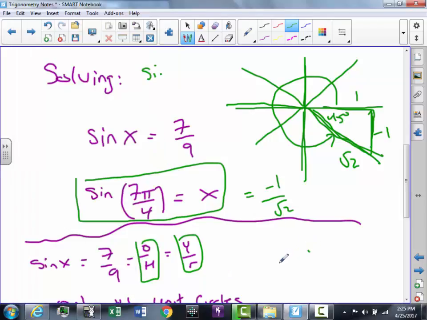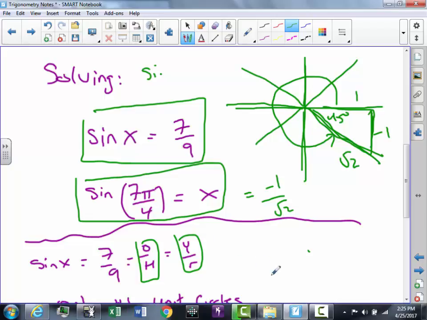The reason I want to point that out is that in this method right here, when you solve for x, if I ask you how many answers of x there are, the answer is there's an infinite number of x's. You could go around the circle 5 times. You could go backwards around the circle. But there's probably at least 2 answers in your unit circle, so you have to be very specific in this method which one you're looking for. On this one right here, there's just 1 answer.